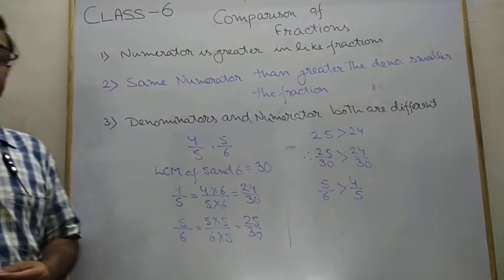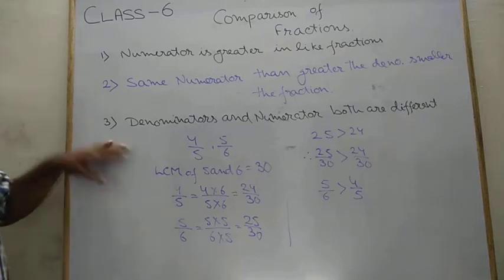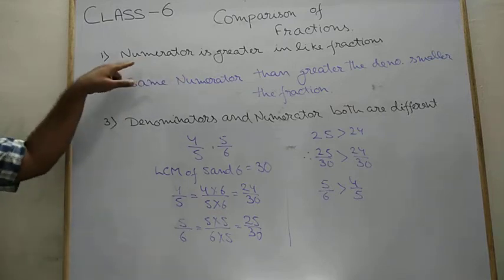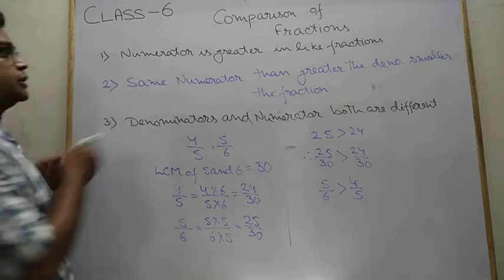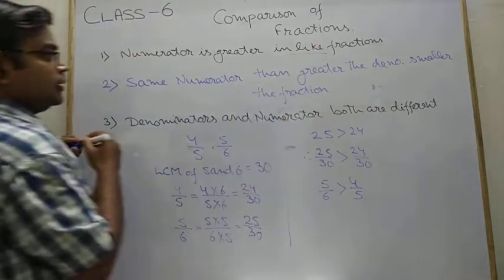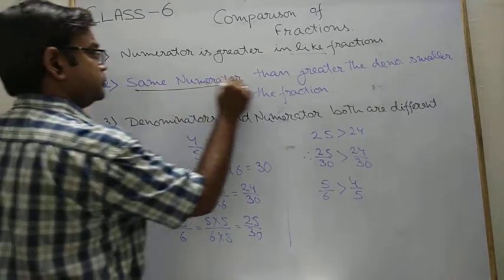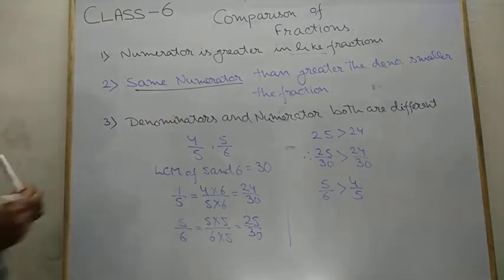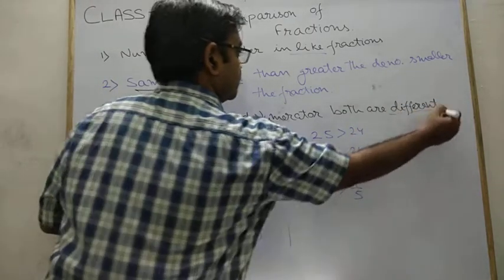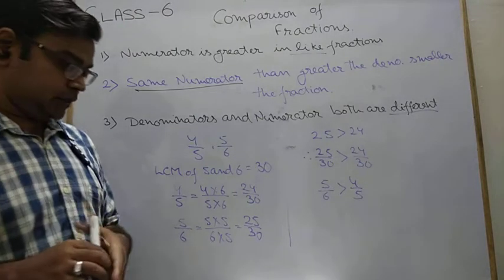Likewise, you can compare two or more fractions by using this method. In the first two methods, we have some conditions: in the first case, like fractions must be there, and in the second case, numerators must be the same. In this last case, both are different. So this is the concept of how you compare two or more fractions.